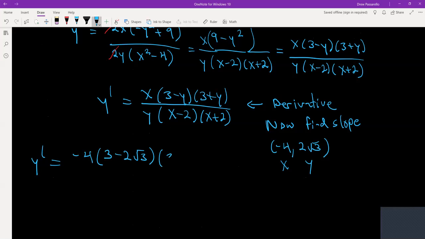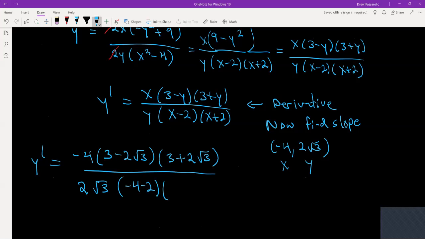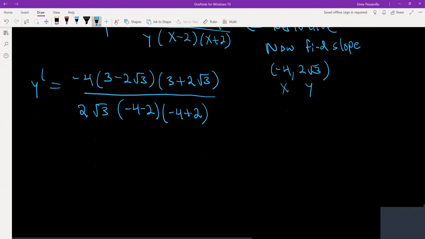Then 3 plus 2 square root of 3. And on the bottom, we have y, which is 2 square root of 3, times x minus 2, x plus 2. Well, x is negative 4, so this is negative 4 minus 2, times negative 4 plus 2. And now we just got to simplify this beast.